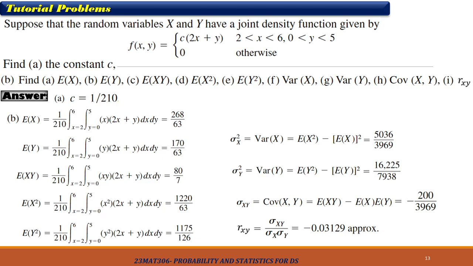Next, a random variable having a joint density function is given here. Find the constant c and the expected values. This is for your practice. For finding c, we have to take the integration of this function, which is always equal to 1. We know that the total probability is equal to 1. So we have to use that formula to find the c value. After that, we have to proceed further, because it is a continuous case, by taking the integration to find the correlation coefficient.